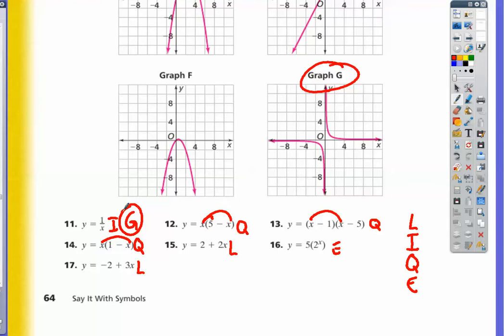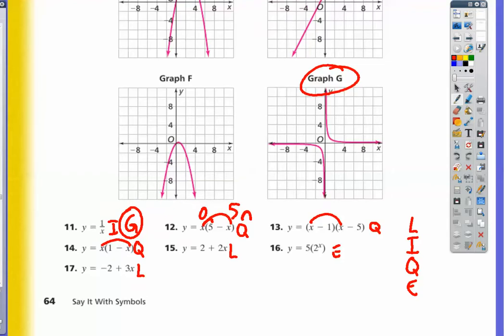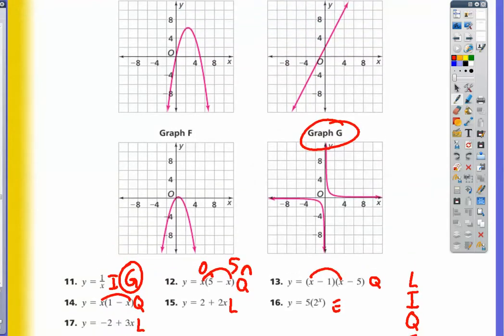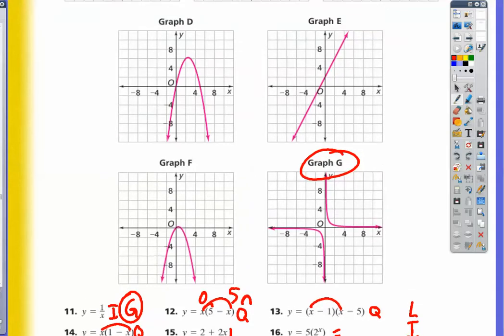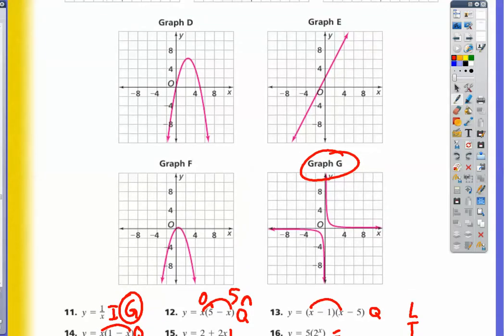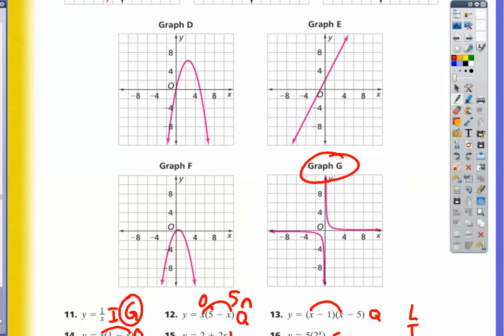For number 12, I want to find the x-intercepts, and that's going to be my Q. So I have an x-intercept at 0 because x is equal to 0. And then what's going to make this 0? Well, 5. And also, when I do x times negative x, I'll get a negative x squared, which means I'm going to have a parabola opening down. So let's see. Okay, graph F cannot be it because the x-intercepts don't match. But graph D does, because my x-intercepts are at 0 and 5.